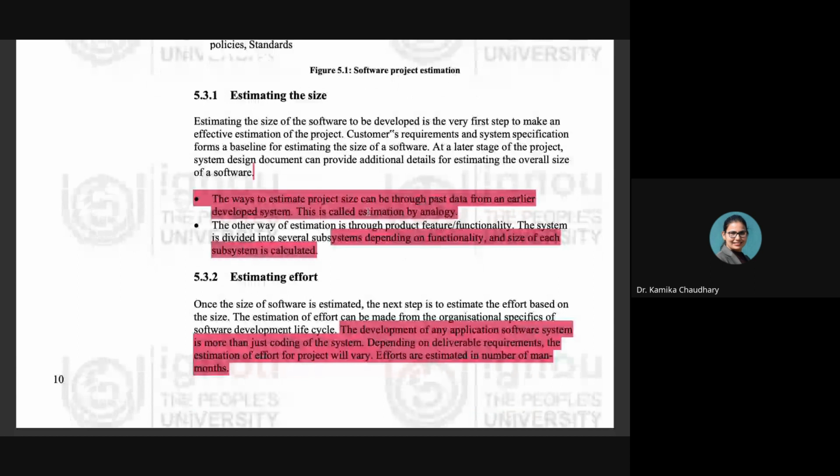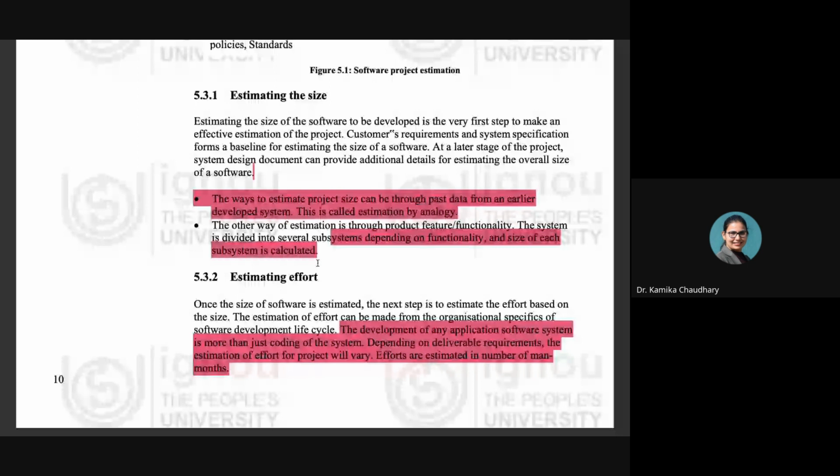Means by dividing the entire system into several subsystems, depending on the functionality, and the size of each subsystem is calculated. Another way of estimating the size is to just bifurcate the system into subsystems and then calculate everything about those subsystems: the functionality and the size of each subsystem. Then adding all the outputs or sizes of the subsystems together and getting the overall size of the system, right?